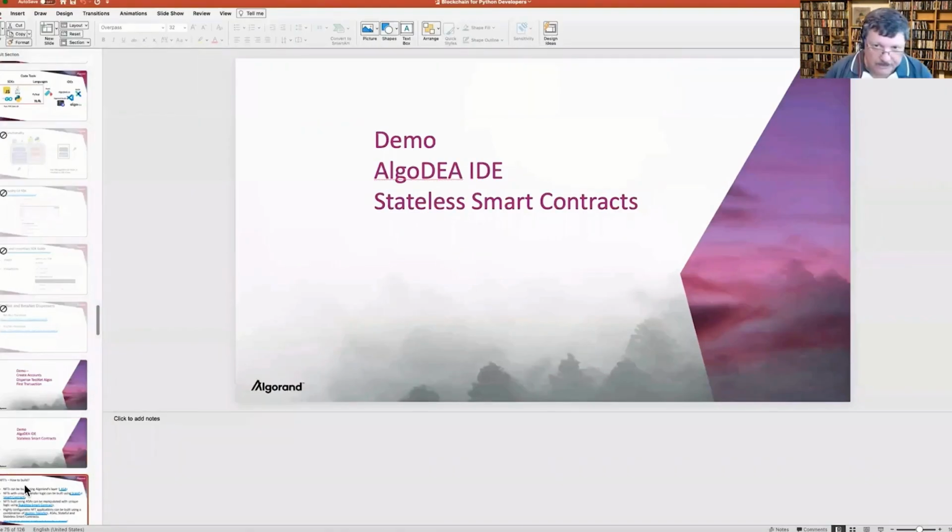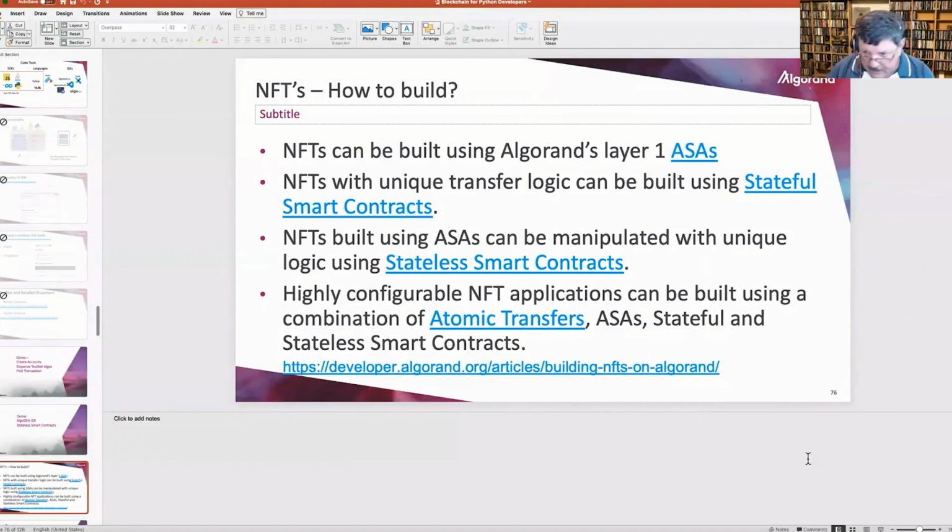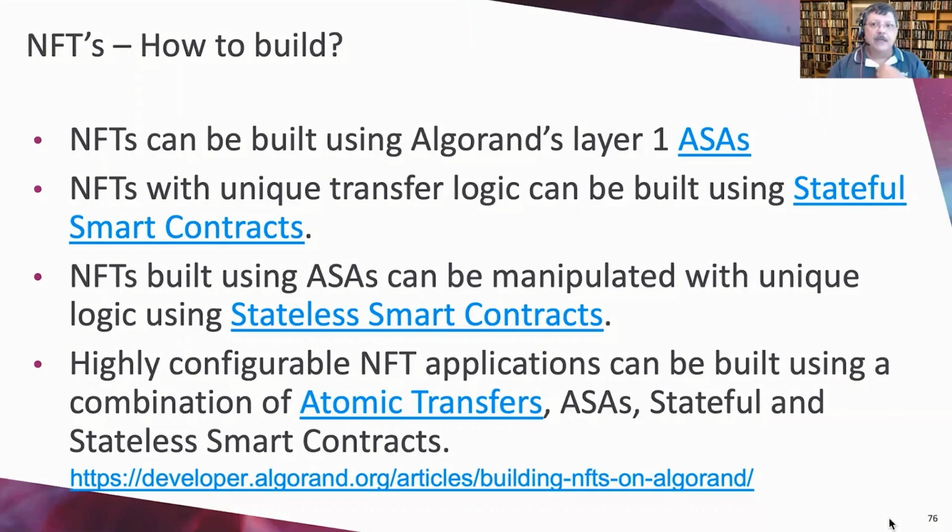Okay, next one is our NFTs that we talked about. Well, how do I build NFTs? One way of doing it, like we alluded to, is just create an asset, an ASA, and give it a quantity of 1. You can also do NFTs with unique transfer logic, built using stateful smart contracts. NFTs can also be built using ASAs, manipulated with unique logic using stateless smart contracts. And then highly configurable NFT applications can be built using a combination of atomic transfers, ASA, stateful, and stateless smart contracts as well.